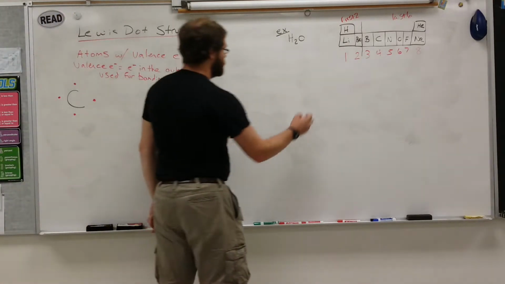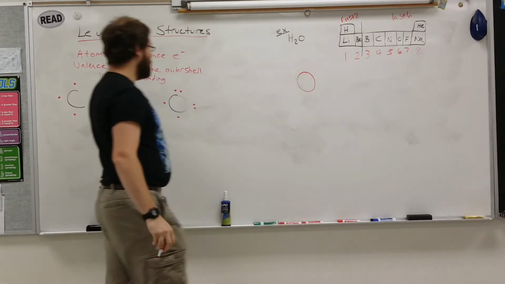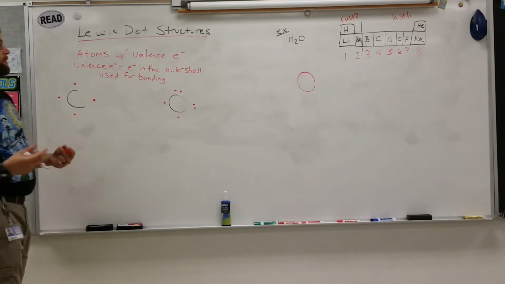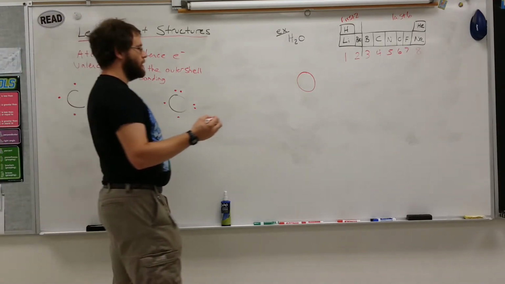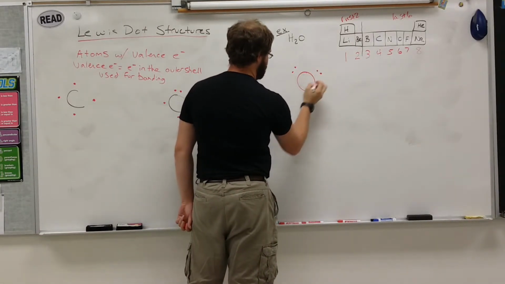So let's start off with the oxygen. It's the thing in the center. And we learned that oxygen has 6 valence electrons. So I'm going to draw oxygen. I'm going to put the 6 in. I'm going to do it a little weird, just for this one.